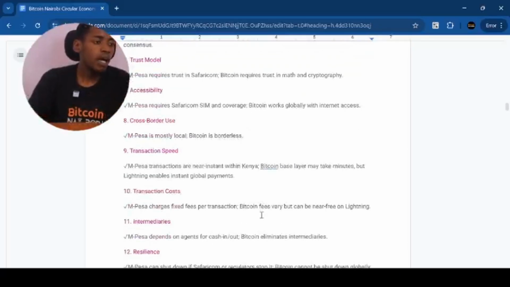So the trust model. M-PESA requires trust in Safaricom. Bitcoin requires trust in math and cryptography.